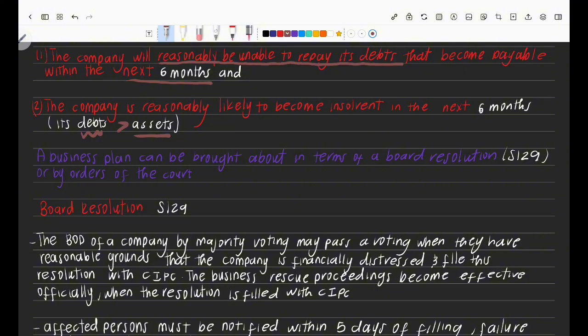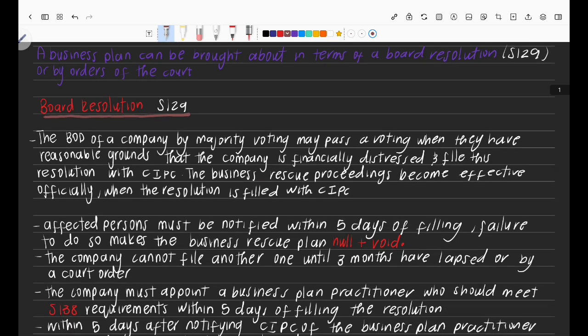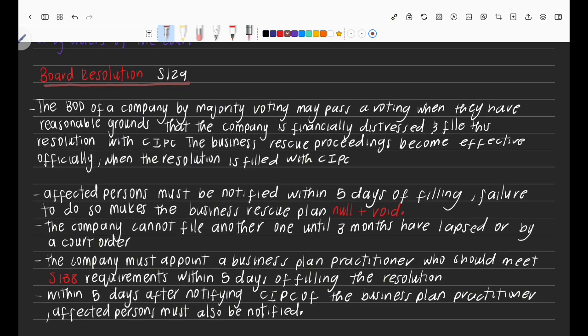So it can actually be brought by the board, right? So section 129 says it can be brought by a board resolution. So the board of directors of a company, by majority voting, may pass a resolution when they have reasonable grounds that the company is financially distressed. So meaning that the board of directors is going to have to prove to the courts that this company won't be able to pay its debts that become due in the next 6 months, and that this company is going to be insolvent within the next 6 months. Those are the reasonable grounds that we are talking about. You need to prove to the courts that you are a financially distressed company, right?